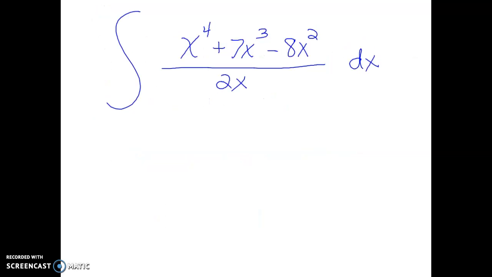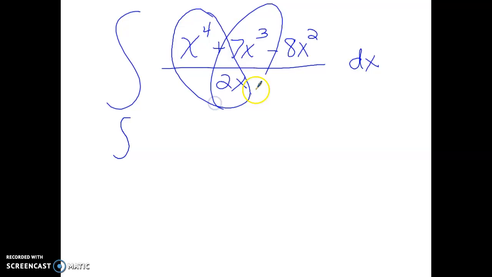Okay, this is the final example. I want to rewrite this to start with. What I am going to do is separate this into 3 terms. So I'm going to take each of these divided by the 2x and simplify. So if I have x to the 4th over 2x, my x's would reduce. My coefficient is actually a 1/2. So I'm going to rewrite this as 1/2 x cubed.